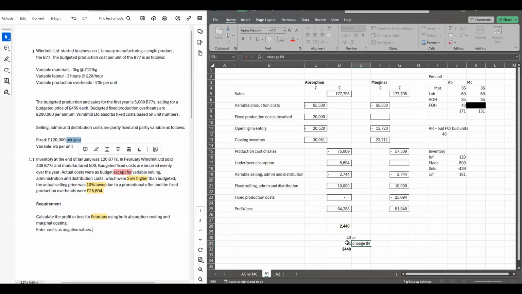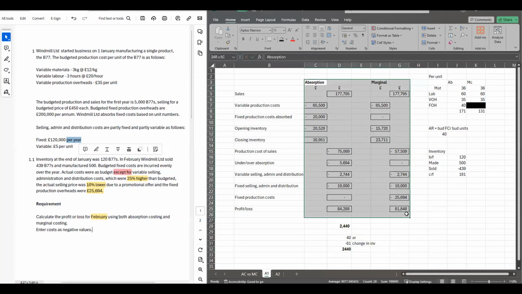Because again, think back to what we've discussed a few times. The only thing that's different between the two is the treatment of fixed overheads in the per unit cost of our inventory. And therefore, that is the only difference that should be reflected in the bottom line profit or loss for the period. So it's a really nice check you can do on exam day, because if you do get into this situation where the difference in the profit agrees to the movement in the inventory, you pretty much know you've done very, very well on the question.